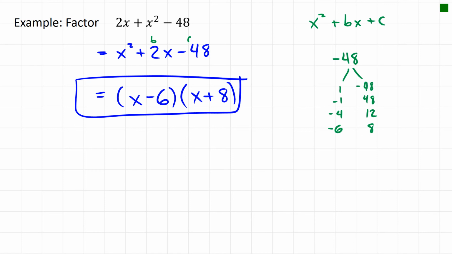And then again, we should always check. And so I'm going to check using FOIL. I get x squared plus 8x minus 6x minus 48, and that gets me my original expression. So it works.